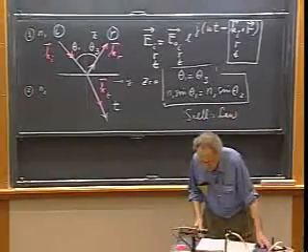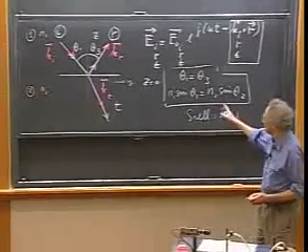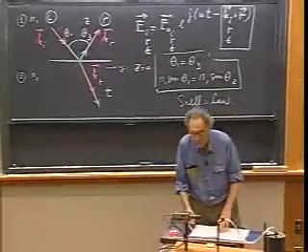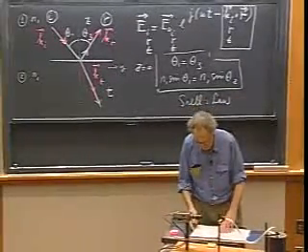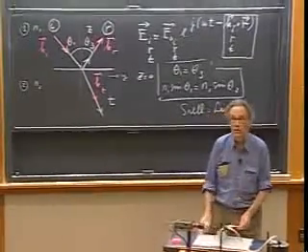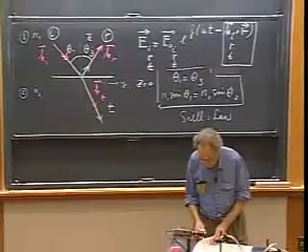Willebord Snellius was a mathematician. He was Dutch. And he discovered this relationship empirically, which is quite an amazing thing, by the way. In 1621, he discovered it for light, at the time that it was not known that the velocity of light in water was actually different from the speed of light in air.